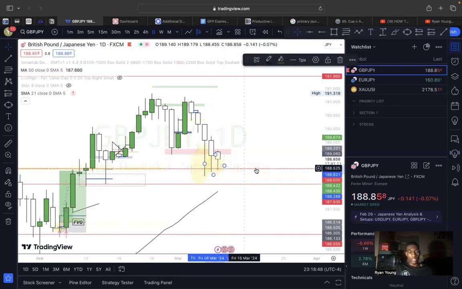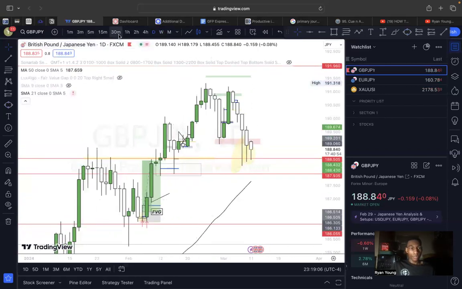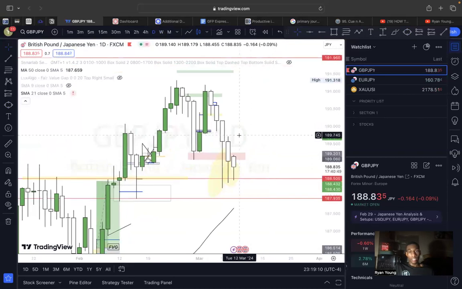And all essentially kind of rejecting this area as of right now, where we see price has come down to this area and buyers pulled it right back up, indicating that price doesn't want to maintain at this level as of right now or continue to the bearish side of things. So that's really all I'm looking at on the daily.